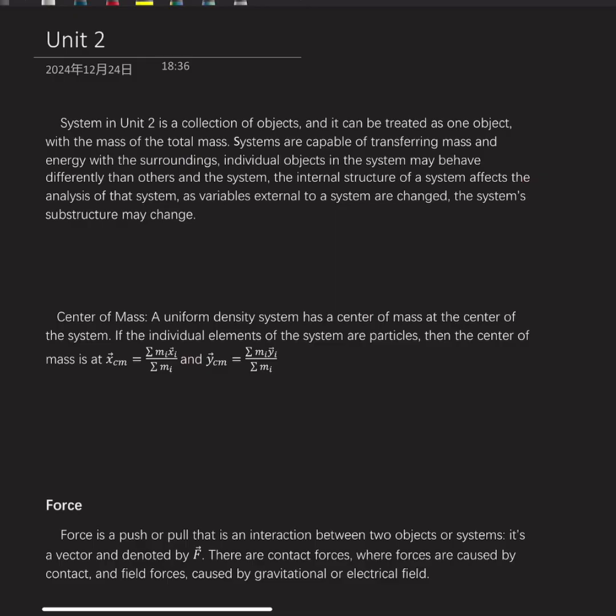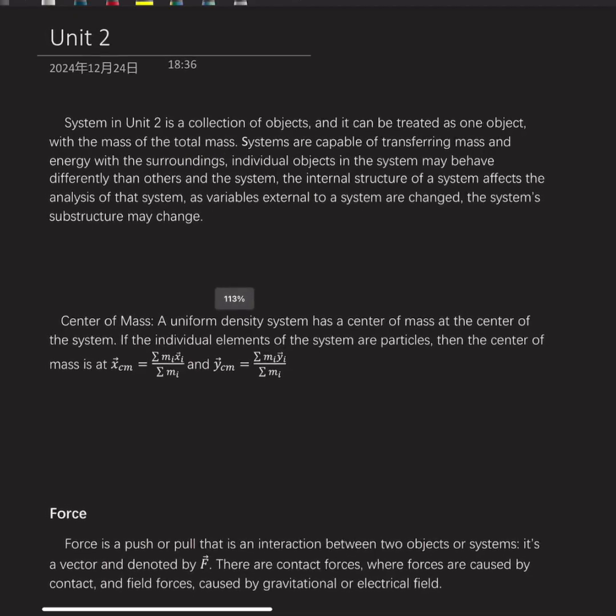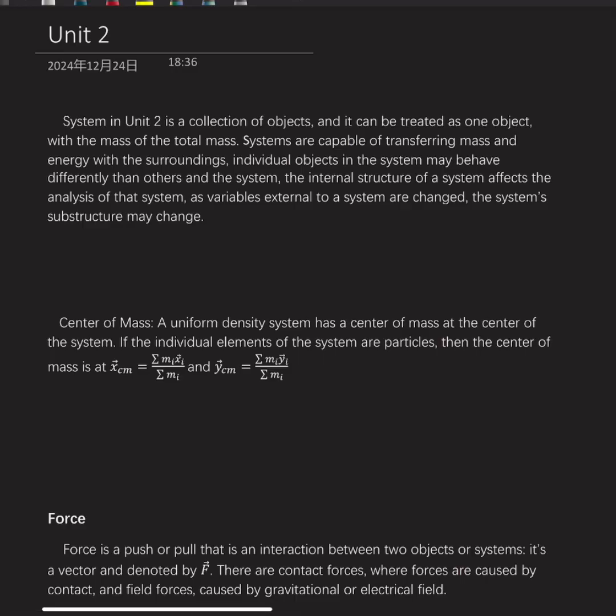A system is a collection of objects and can be treated as one object, and its mass is the sum of all the objects' masses. The system is capable of transferring mass and energy. Individual objects may behave differently than others in the entire system. The internal structure of the system affects the analysis of the system. As the variables external to the system are changed, the system substructure may change. But don't worry about it too much. Just understand that these are true. There probably won't be a lot of questions tested on these concepts.